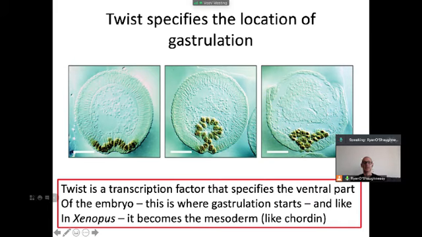And like in Xenopus, the tissue that gastrulates becomes the mesoderm. So wherever gastrulation starts, that tissue becomes the mesoderm. Remember, Chordin expression indicates the site where gastrulation begins in Xenopus, and Chordin positive tissue becomes the chorda mesoderm. So very analogous things happening in Drosophila versus Xenopus, except it's flipped on its head, so to speak. It's ventral as opposed to dorsal.